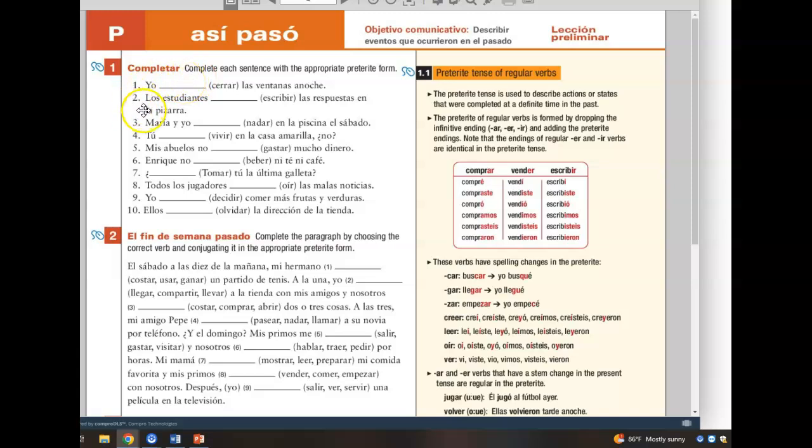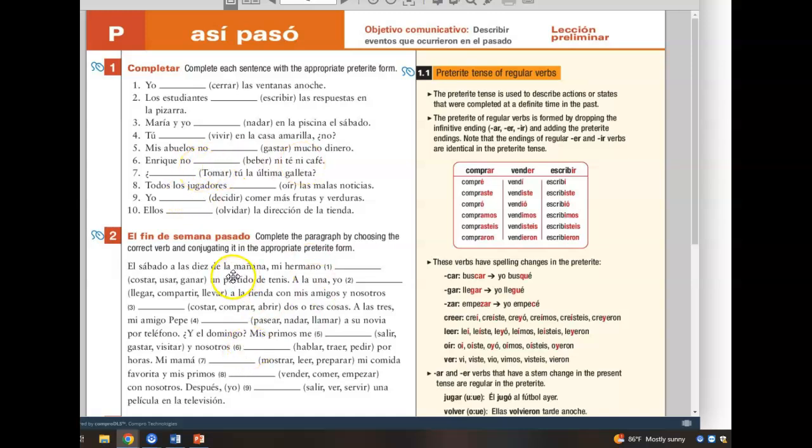Number 2, los estudiantes escribieron. E-S-C-R-I-B-I-E-R-O-N. Los estudiantes escribieron. And then the example for number 3, María y yo nadamos. N-A-D-A-M-O-S. So complete those conversations using the verbs provided.